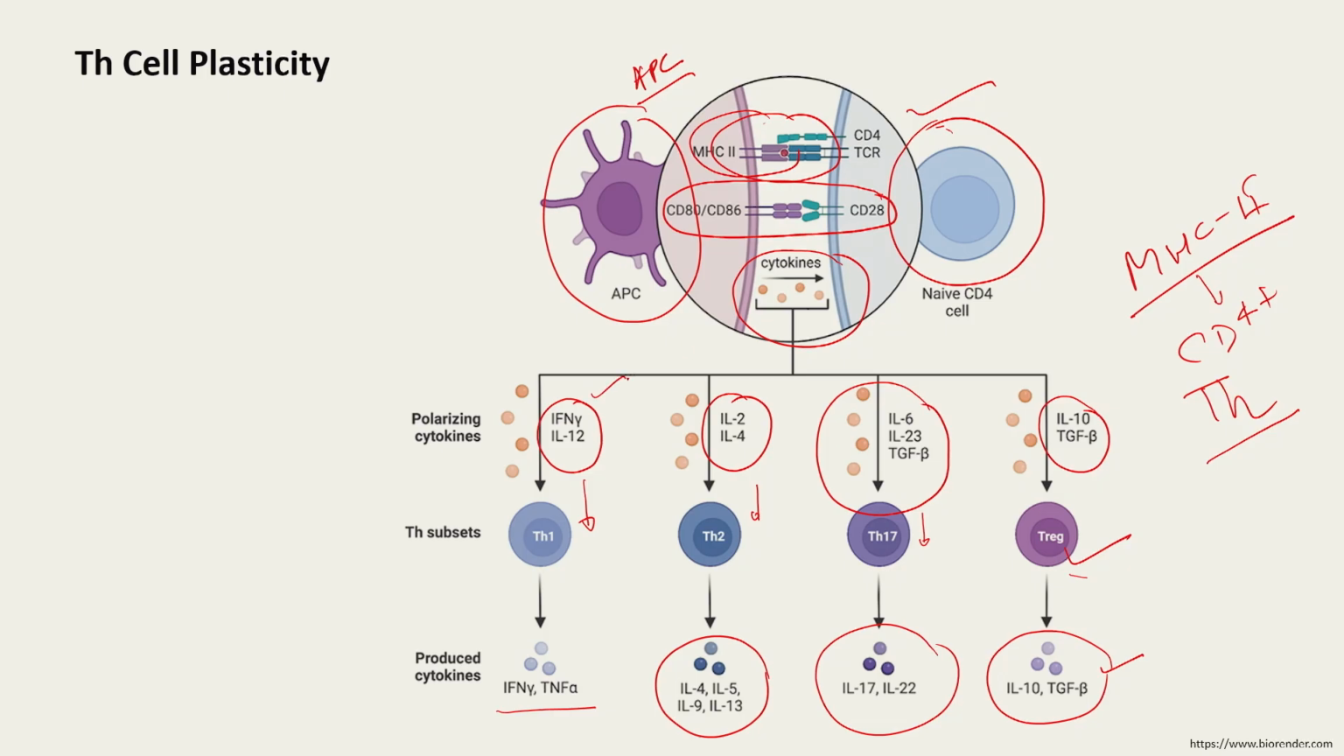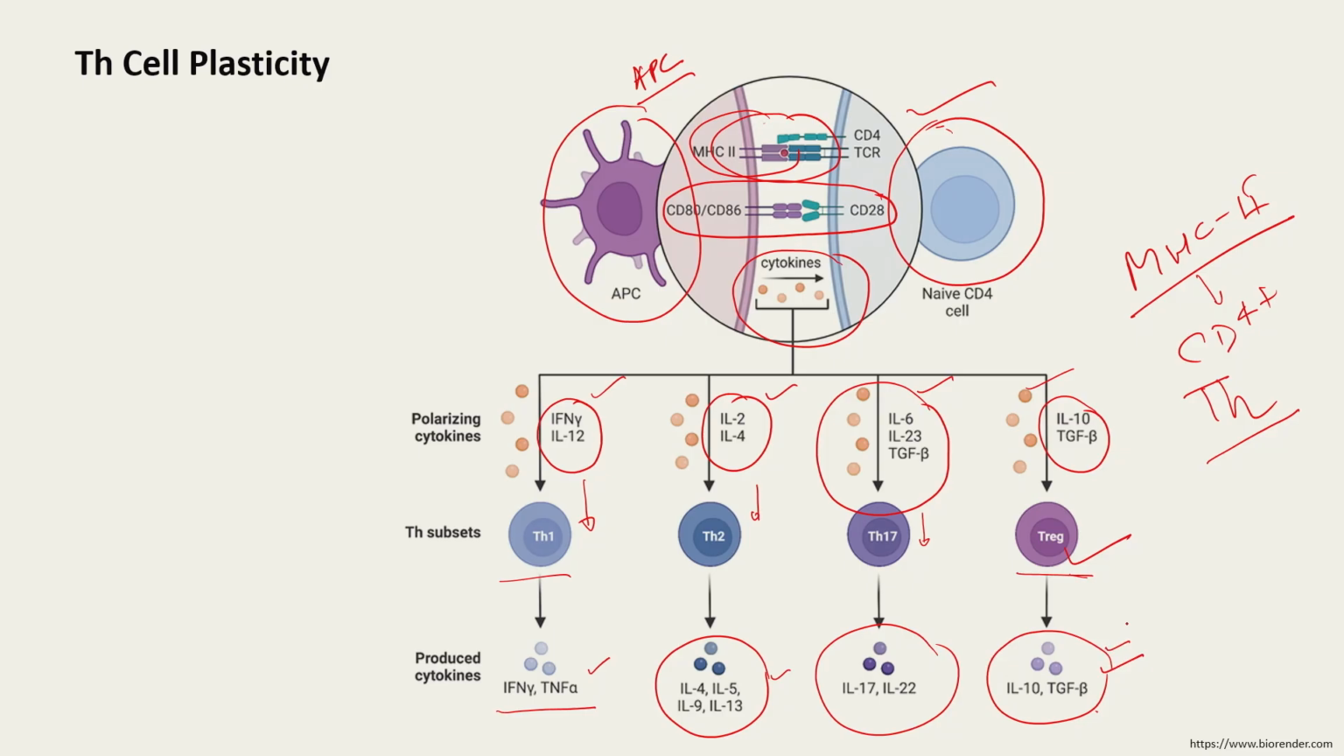And based on the different cytokines produced, the cells are polarized into Th subsets, which are called Th1, Th2, Th17 and T regulatory cells. And these cell types in turn secrete multiple different cytokines such as interferon gamma, tumor necrosis factor alpha and other interleukins as listed here in this figure, such as IL-4, 5, 9, 13, 17, 22 and IL-10 and TGF beta in the T regulatory cell as well.